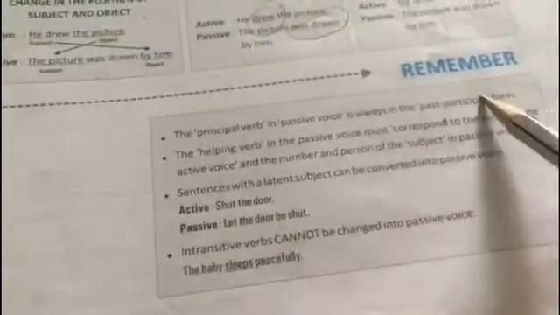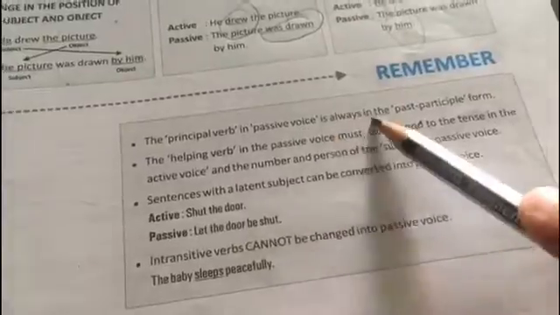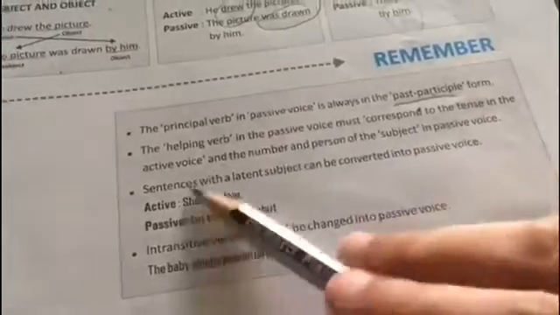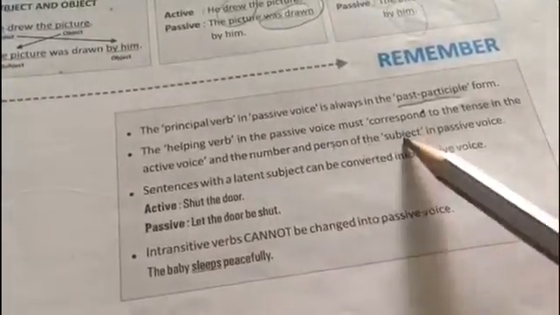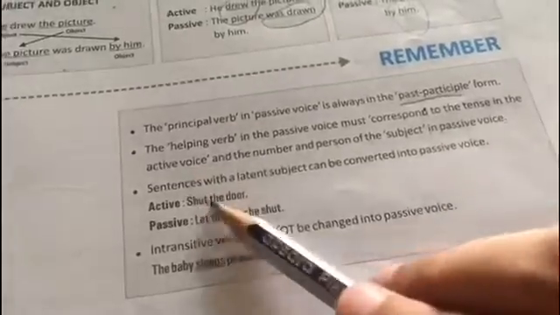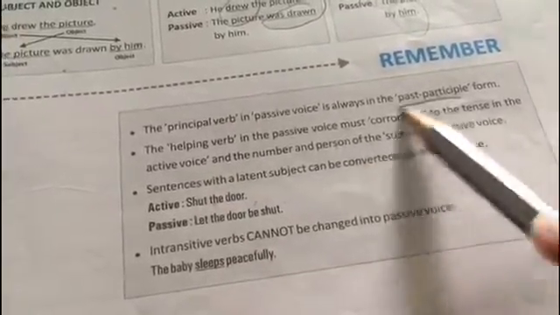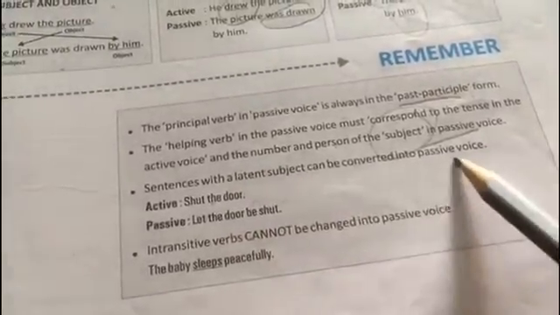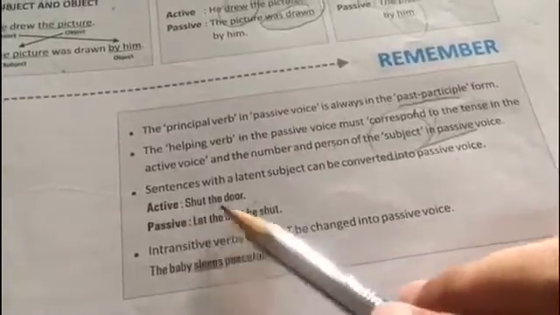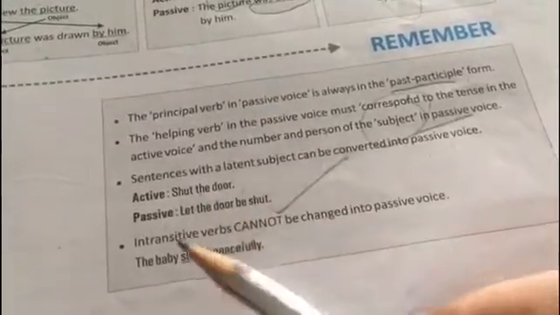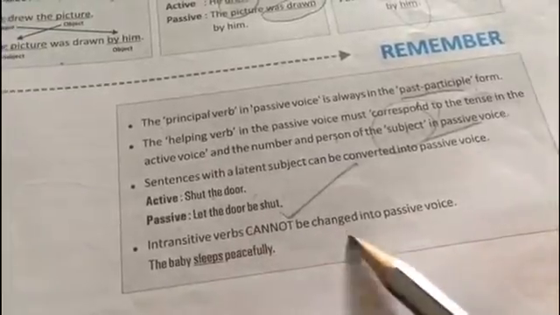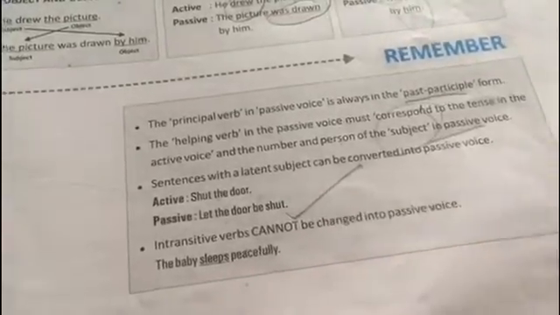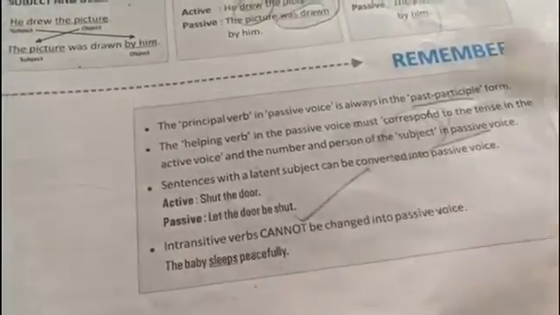There are a few things to remember. The principal verb in passive voice is always in the past participle form. In which form? Past participle form. And the helping verb in the passive voice must correspond to the tense in the active voice and the number and person of the subject in the passive voice. Sentences with an implied subject can be converted into passive voice, for example, active: shut the door; passive: let the door be shut. Intransitive verbs cannot be changed into passive voice, like the baby sleeps peacefully.